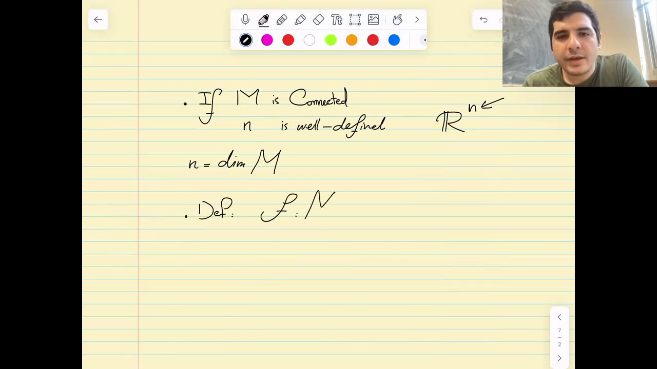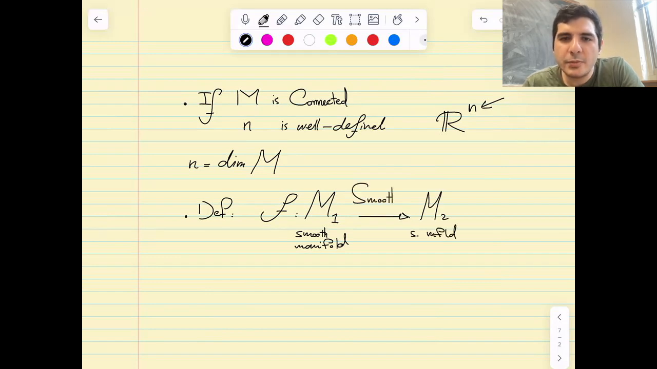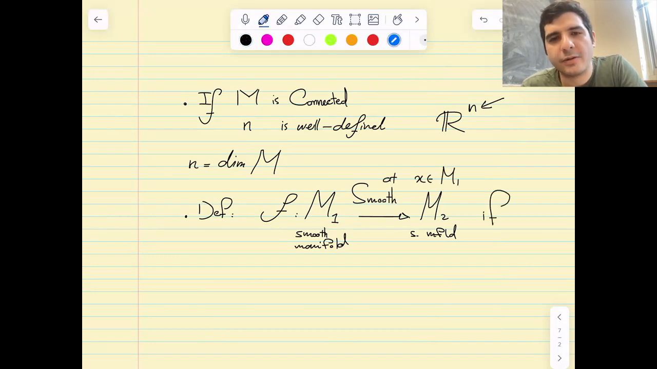Okay, so now think about maps between manifolds. Let's say we have M1 and M2. These are smooth manifolds. I would say a map from M1 to M2 is a smooth map if the following holds. Let's say it's smooth at a given point x in M1 if the following holds.